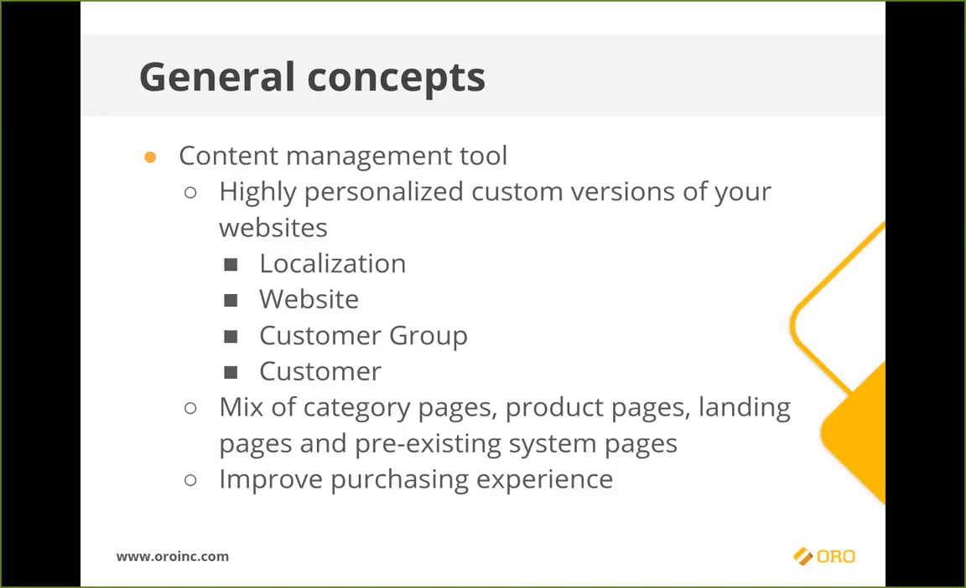In the web catalog, you may have a mix of different types of content. By default, OroCommerce supports 5 types of content. These are category pages, product pages, landing page, pre-existing page, and product collections. And because of that, it provides you an improved purchasing experience because you can show the customer exactly what you want and tell him to use appropriate pages for the appropriate purposes.